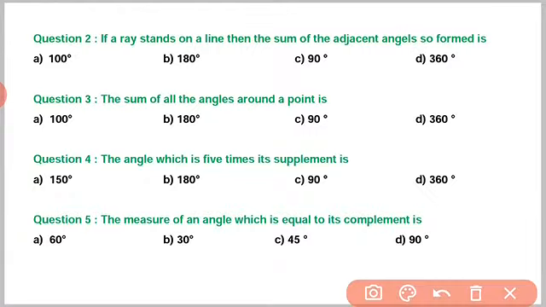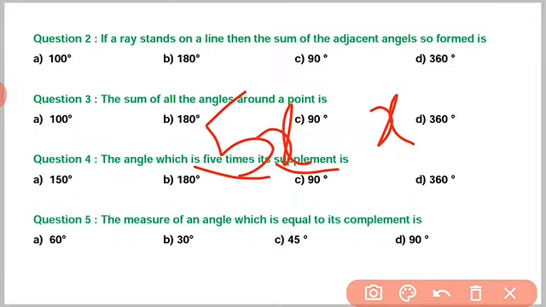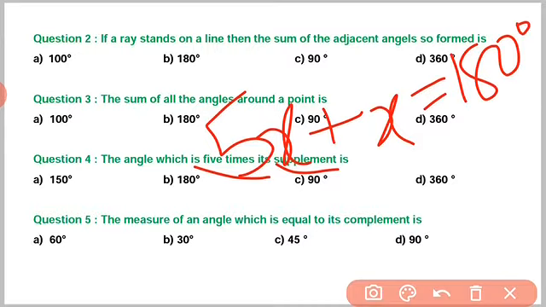The angle which is 5 times its supplement, means there is an angle which is 5 times its supplement and we have not been given the supplement. So we'll take the measure of this supplement as x degrees. So what will be the angle? 5 times the supplement. We know that the sum of supplementary angles is equal to 180 degrees. That is, if two angles are supplementary, then their sum will be equal to 180 degrees. So when we add up, we get 6x is equal to 180 degrees.